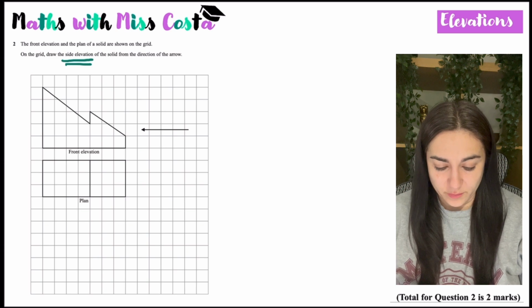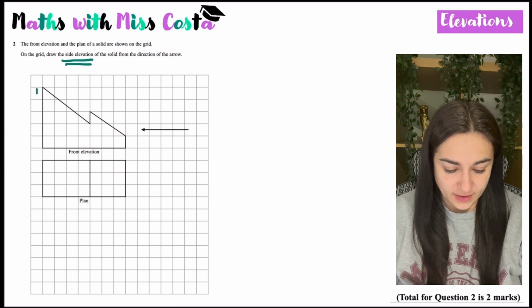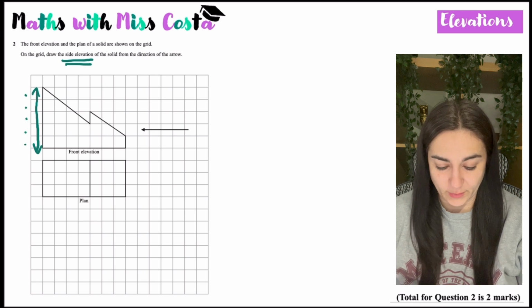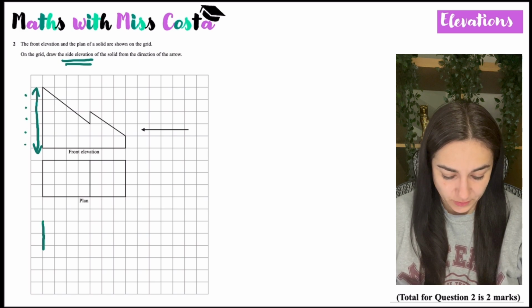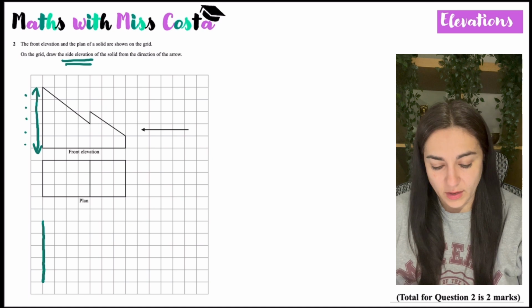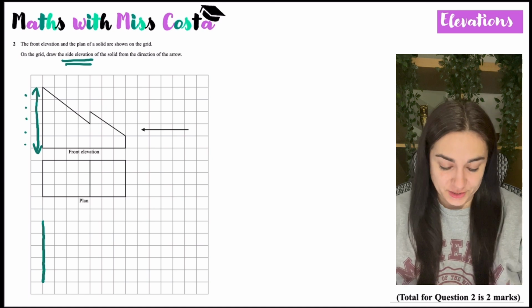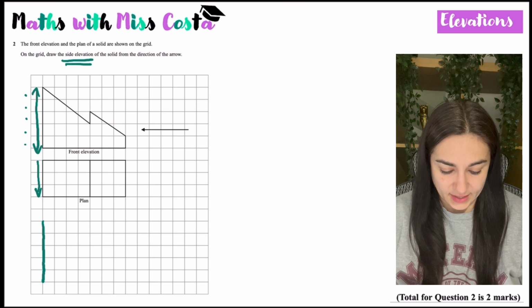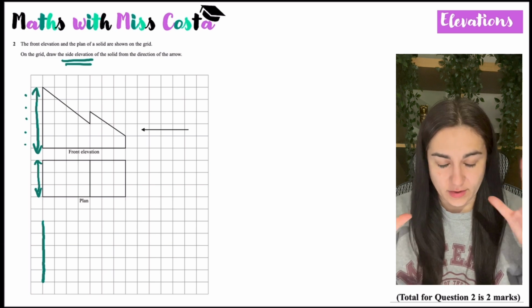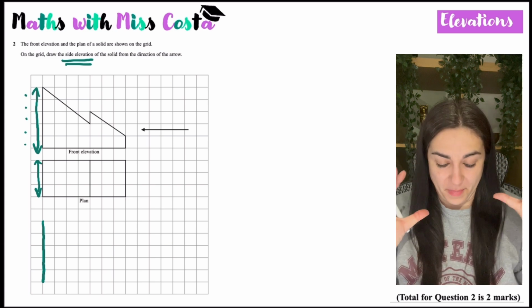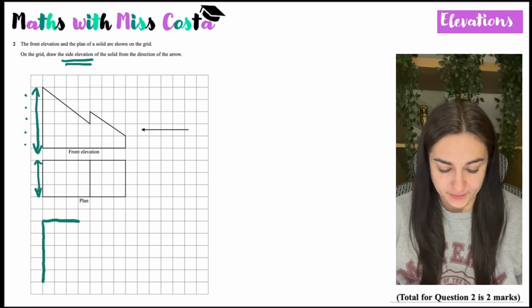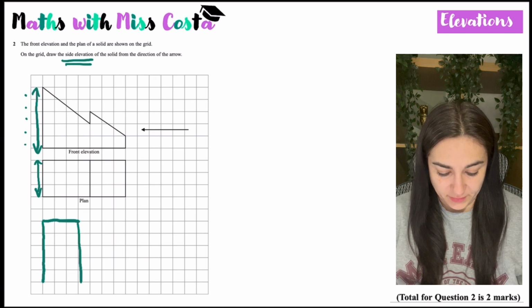In terms of what it's going to look like, I know that the height of it must be 1, 2, 3, 4, 5 squares. If I then rotated it to look at the plan, so if this was the back of the shape, I know that it's 3 squares wide. And so I can just fill this in like that.